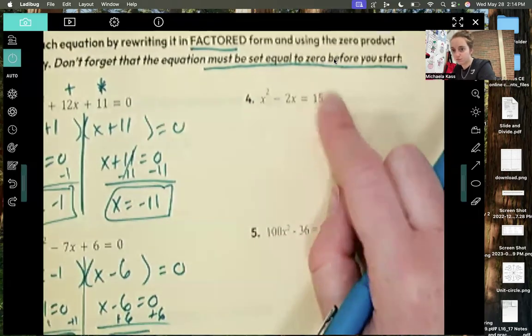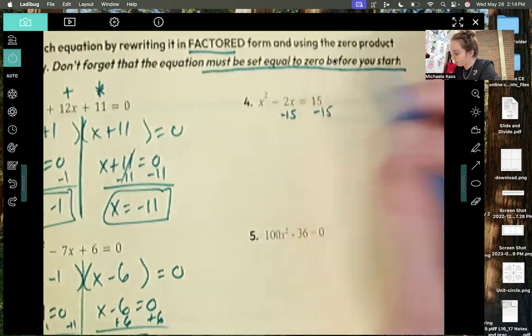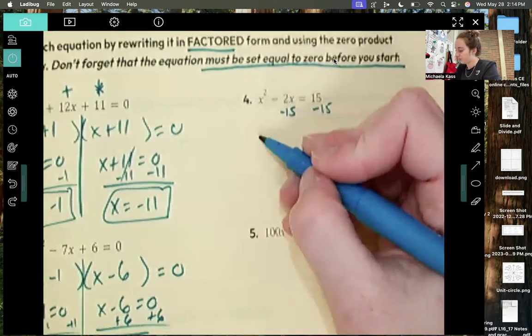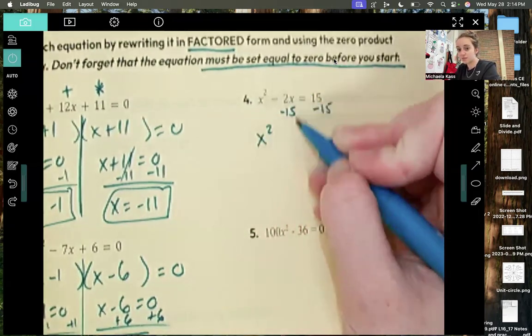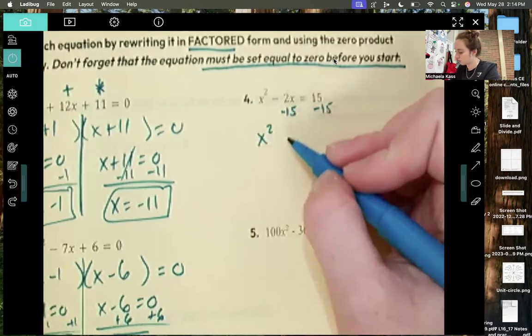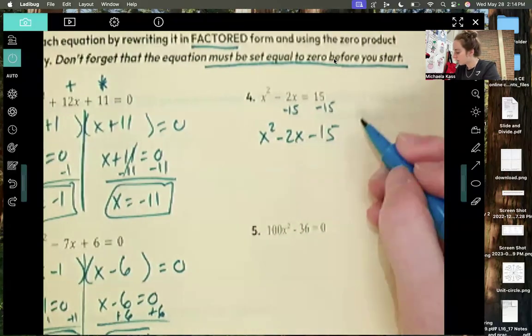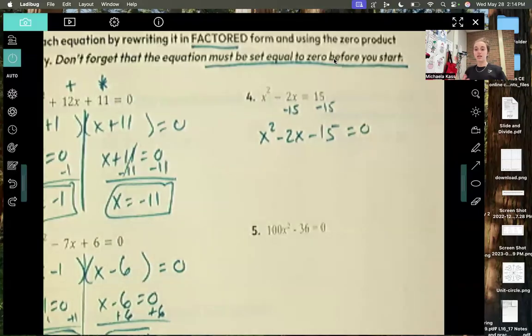So we got to think about how to get rid of 15. Subtract 15. Okay, now I'm writing it under the 2x, but are those like terms? Can I combine them? The answer is no. If one has an x and one doesn't, you can't combine them. So you just write them side by side. That equals 0. Sweet. Set equal to 0.